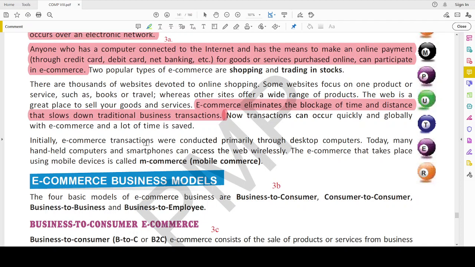Initially, e-commerce transactions were conducted primarily through desktop computers. Today, many handheld computers and smartphones can access the web wirelessly. The e-commerce that takes place using mobile devices is called m-commerce. Now, what is the benefit of this mobile commerce? The connectivity, the reachability, the ease of access has become more profound. It is more easily accessible.